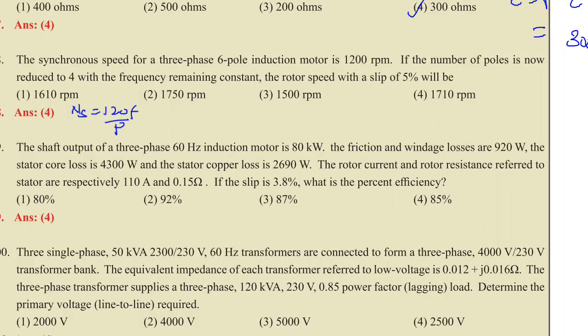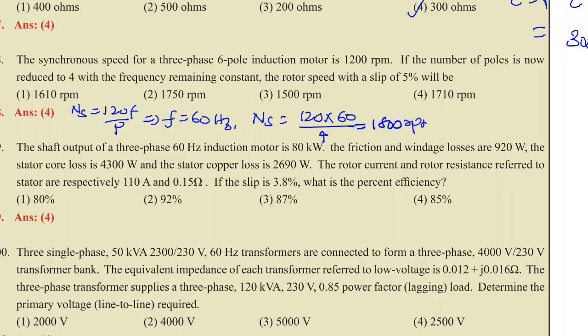120 F by P, with the number of poles being 6. From this we can calculate F as 60. You can substitute directly here: Ns is 1200 into P, meaning 6, so we get 60 Hz. Now the poles are reduced, so what is the speed? Ns is equal to 120 into frequency 60, divided by the number of poles, which is reduced to 4 here. So now the speed is going to be 1800 RPM.